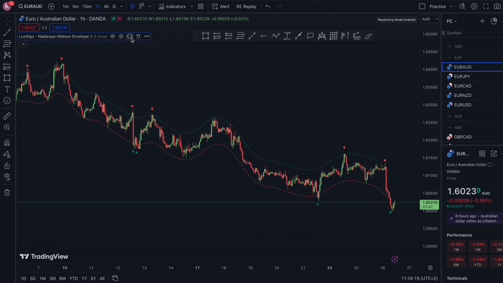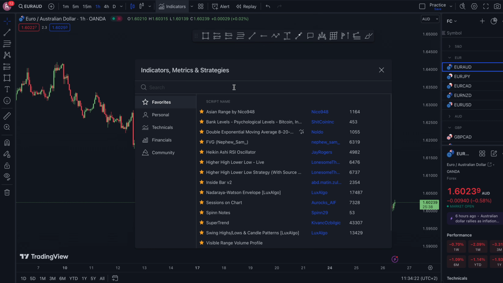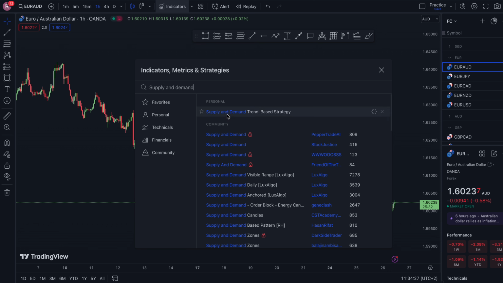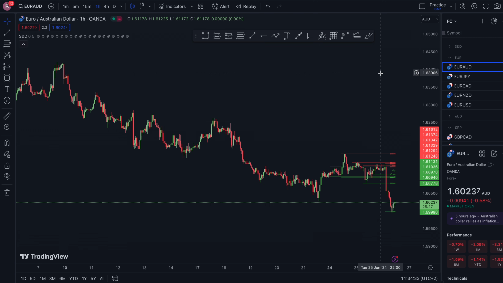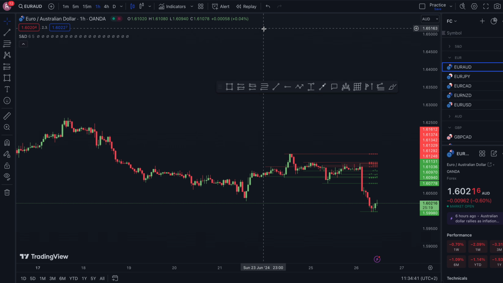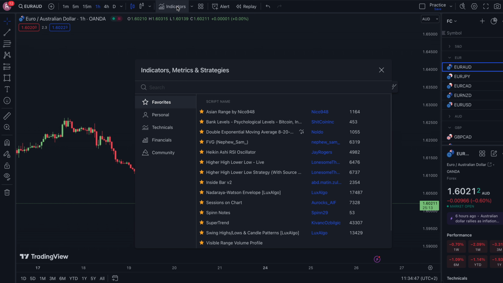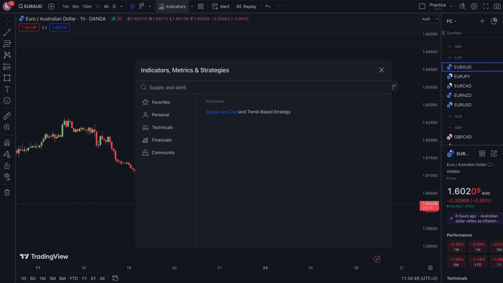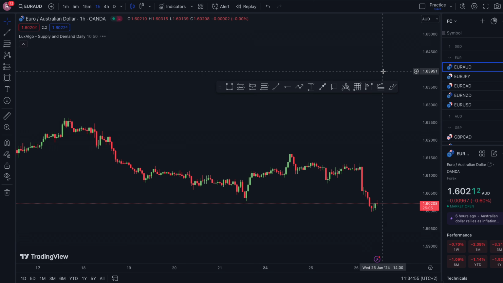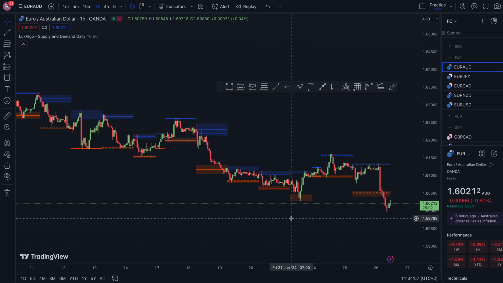Now I'm just going to hide this indicator quickly. I'm going to go to my indicators and search for supply and demand. I think it's this one. It is not this one, fortunately. Give me a second, I should be able to find it. Is it Lux Algo? Should be Lux Algo. Oh yes, I found it.